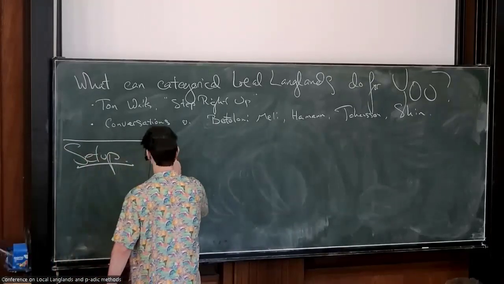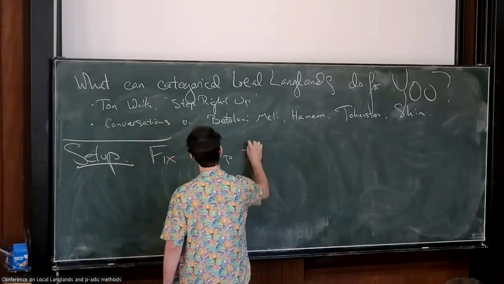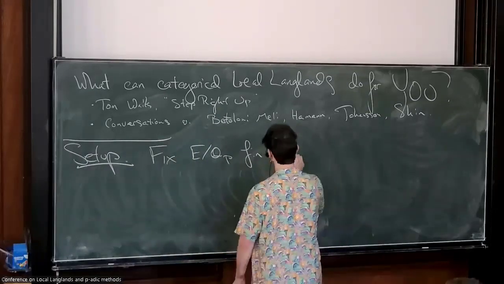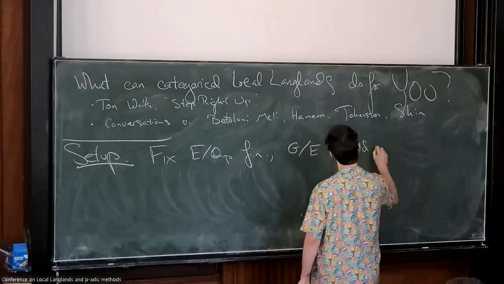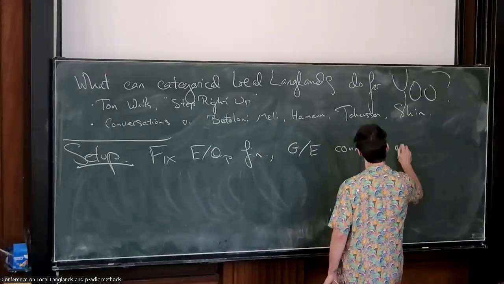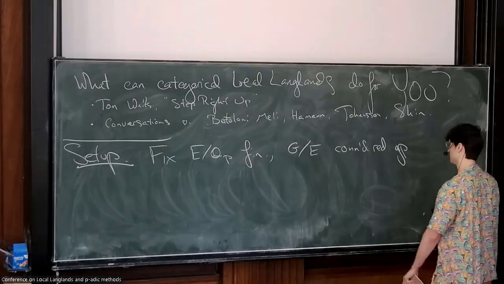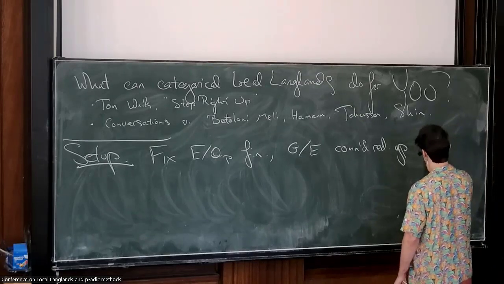I'm going to fix for the entire talk a finite extension E over Q_p. p will be some fixed prime throughout. I'm going to take G over E a connected reductive group. And for the first 10 minutes, I don't need any more hypotheses, but I may as well just say this now so I don't forget later. So let's just assume that G is quasi-split.